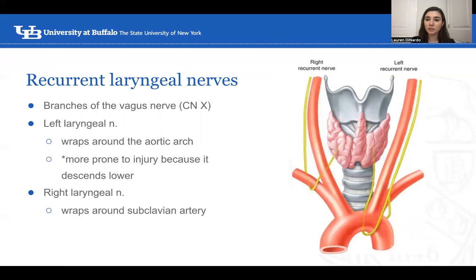Your recurrent laryngeal nerves are wrapping around structures. That's what recurrent means. They are branches of the vagus nerve, and the right recurs around the subclavian artery, while the left recurs around the aortic arch. And so your left is more prone to injury, as we said, because of its longer descent into the chest. So surgeries are more likely to run into this, and lung malignancies or any cancer in the chest can compress this.